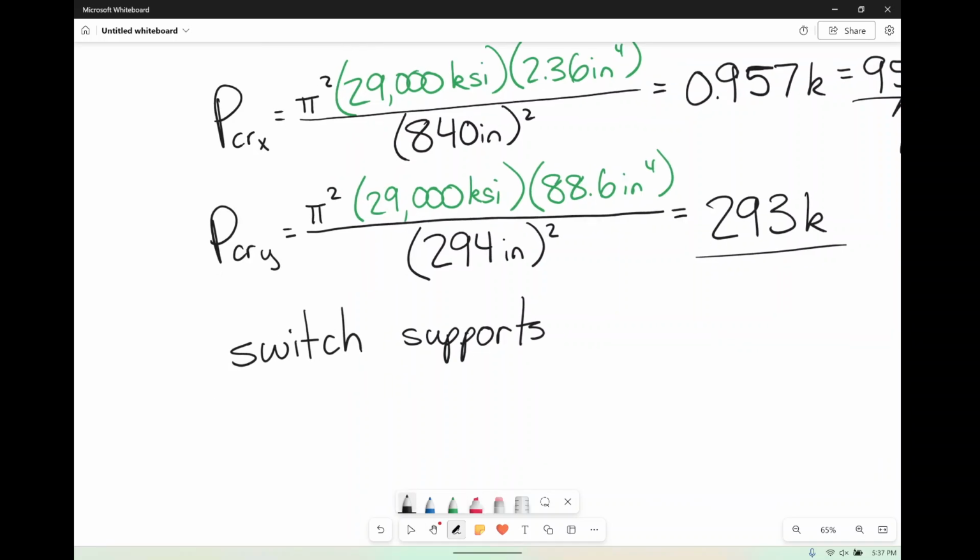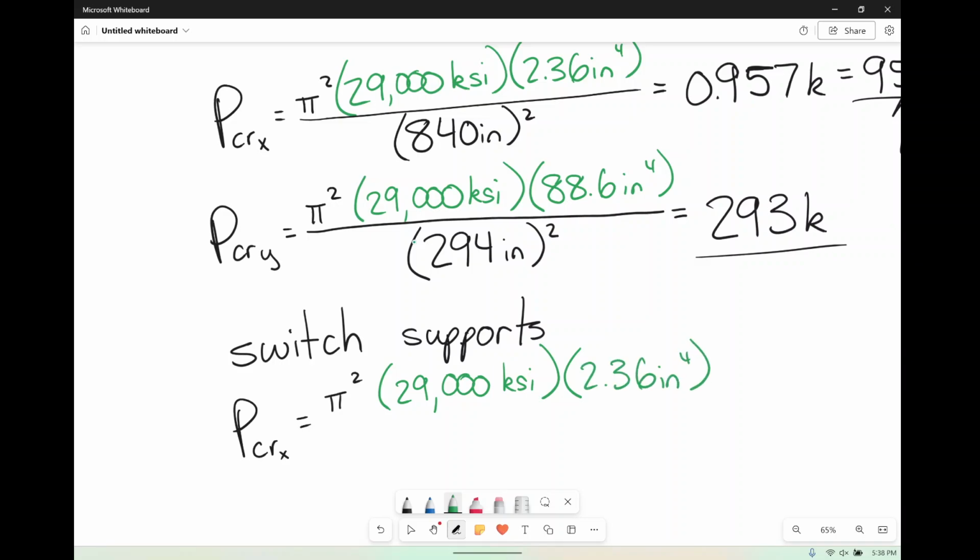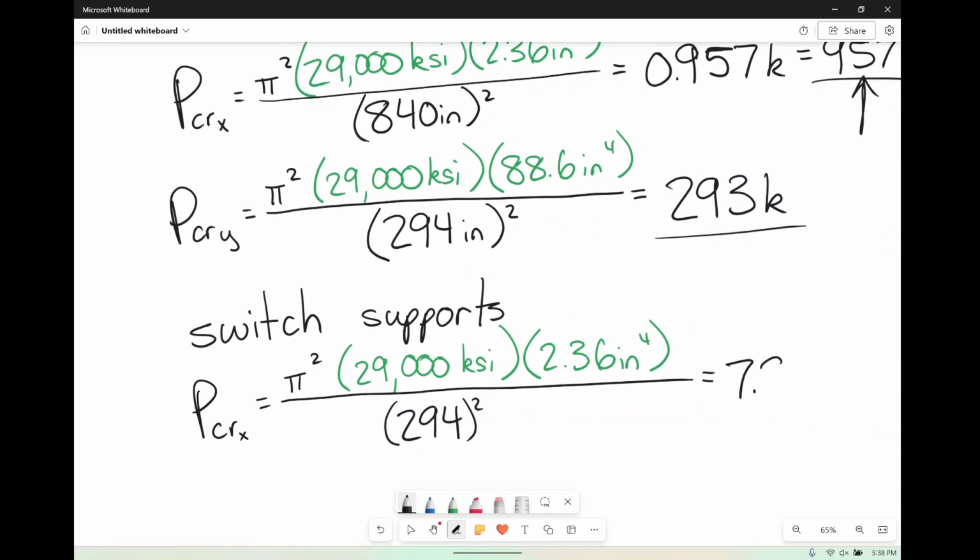If I swap those two numbers, then P critical in the x direction is pi squared times, again, 29,000 KSI times 2.36 inches to the fourth. It's still the weak axis. Divided by, we said we're going to swap it, it's going to be 294 squared. Inches squared, technically. And what do we get for the x direction? Now we get 7.81 kips.